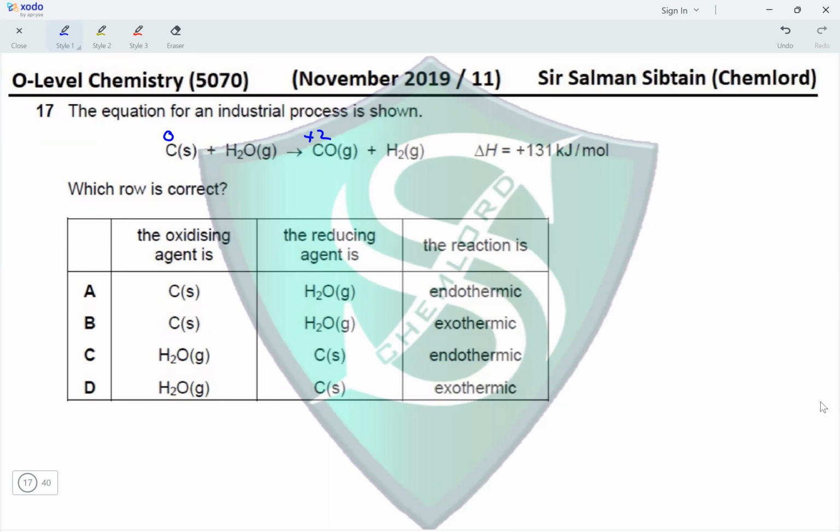Reducing agent is carbon. So the oxidizing agent would be H2O, because in H2O, hydrogen has a charge of +1. In hydrogen gas, it has a charge of 0. +1 to 0 is reduction. When it is reduced, it will oxidize the other species. So the oxidizing agent is water. Options A and B have been eliminated. The reducing agent is carbon, which is there in both the options. And this reaction has a positive sign, so it is endothermic, making option C the correct option for this question.